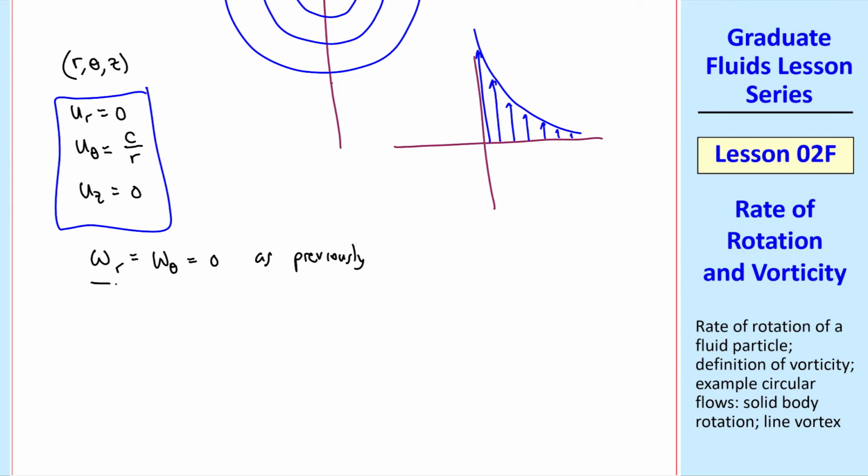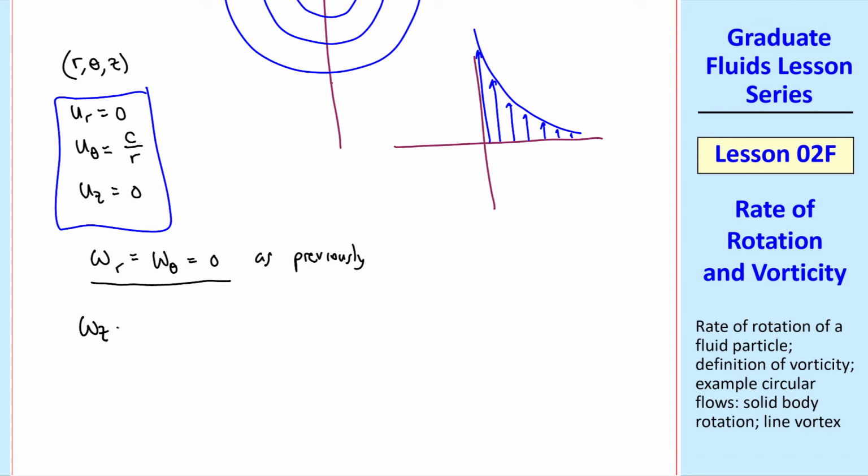Again, let's calculate the vorticity. We'll find that omega r and omega theta are 0 as previously, since ur and uz are 0 and theta is only a function of r. In fact, this flow is the same except we had a constant times r for the solid body rotation, but a constant divided by r for the line vortex.